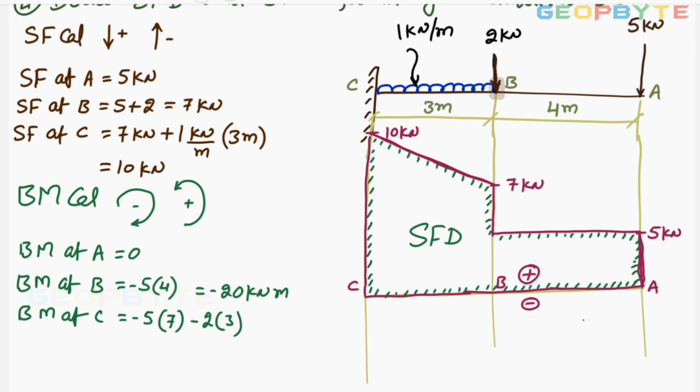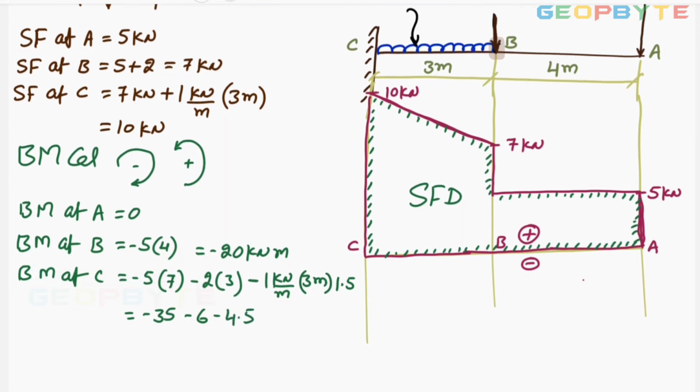Plus UDL. It is also developing the clockwise moment. Clockwise moment should be taken negative. First from UDL to 1 kilonewton meter per meter. That is the UDL. Multiply UDL with UDL distance for getting the point load. Assume that resultant point load is acting at the middle. From the middle to the distance up to C, that is 1.5. It is equal to minus 35, minus 6, minus 4.5.